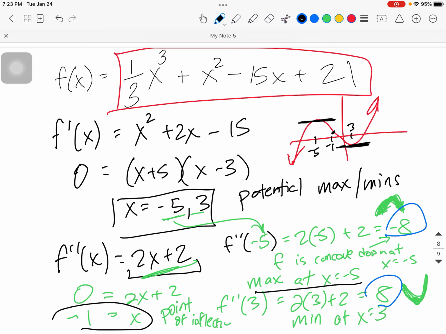So always ask yourself, does this make sense? And this way we kind of backed it up visually, and this is a great demonstration of what we call the second derivative test.